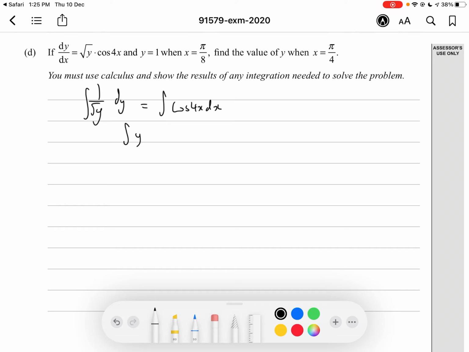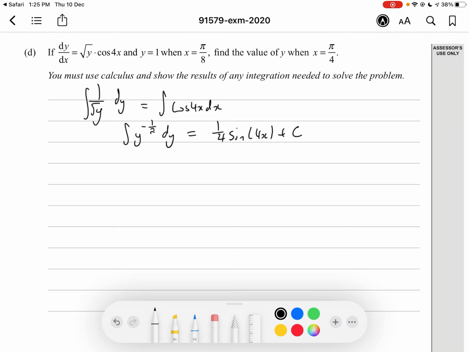So 1 over square root of y is the same as saying the integral of y to the power of negative 1/2 dy. That equals the integral of cos, which is sine, and we need to divide by the inside function, because when you differentiate, you multiply by the inside function. So when you're going backwards, you have to divide by the inside function. So cos integrates to sine, so this will give us 1 over 4 sine of 4x plus c.